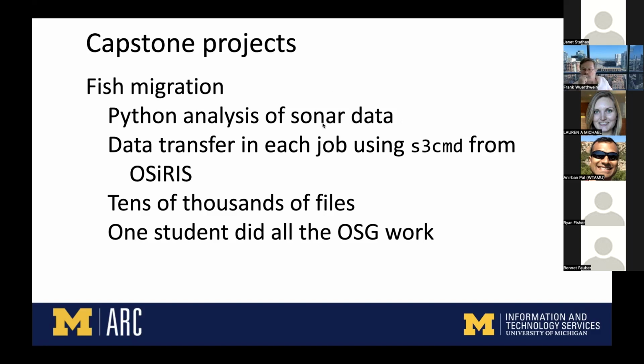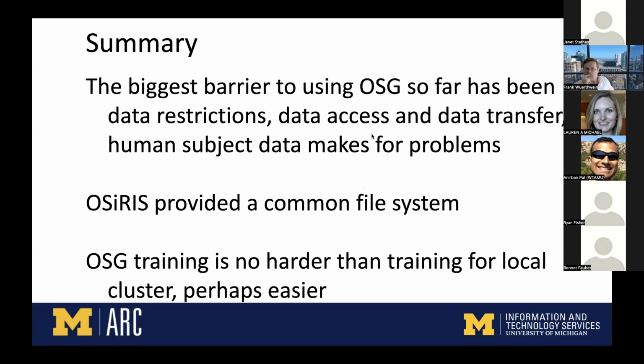There are about 50 or so images per hour, and we typically broke that up. So there ended up being tens of thousands of files that needed to be converted. Again, the data transfer was the same per job, down with S3 and then back with S3. Unfortunately, only one student was doing the work, though that's less of a reflection on Open Science Grid and more of a reflection on the student in the project. That also worked out quite well.